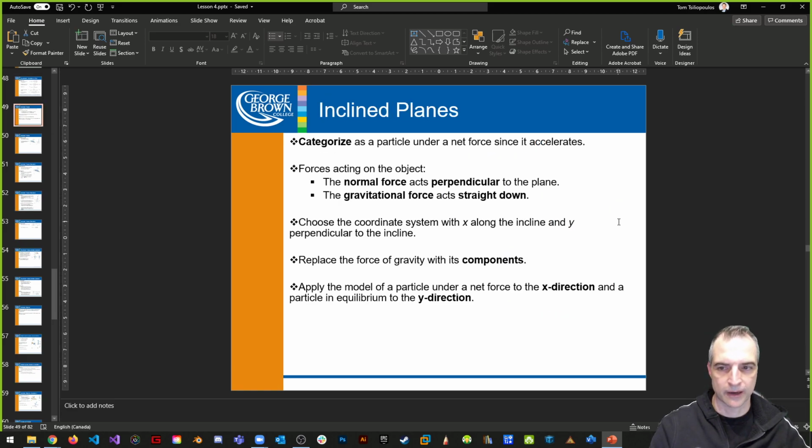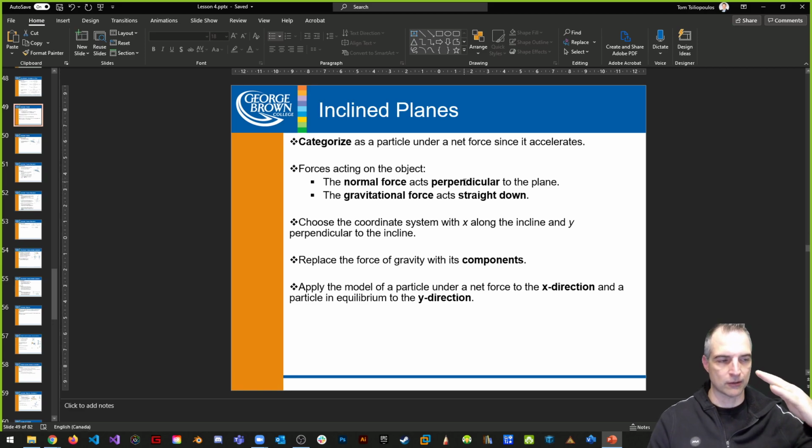Inclined planes. Again, we categorize a particle under a net force as an example. Forces acting on the object: normal force acts perpendicular to the plane. Gravitational force acts straight up and down. Okay? So this is interesting. Normal force is perpendicular. If the plane is at an angle, the normal force is going at 90-degree angles to the plane. Okay?